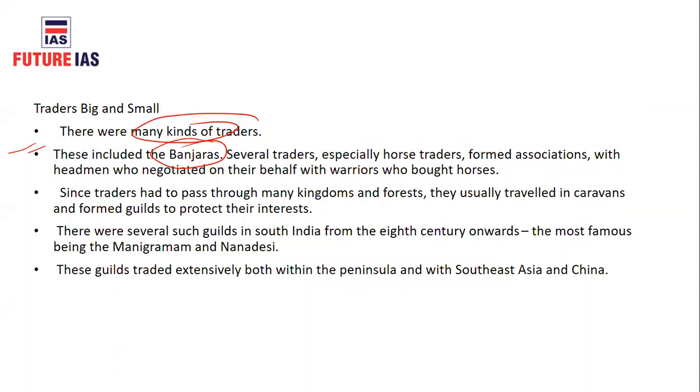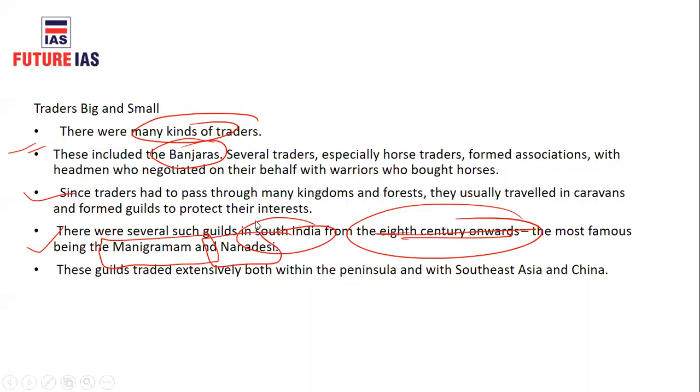So caravans, or the guild, is basically an association of those traders. There were many such guilds which were very famous in southern India from the 8th century onward. The most famous is the Manigram or Nanadesi, right? These guilds were associated with extensive trading activities within the peninsula, or even outside the peninsula, even outside the country, with Southeast Asia and China also, isn't it?